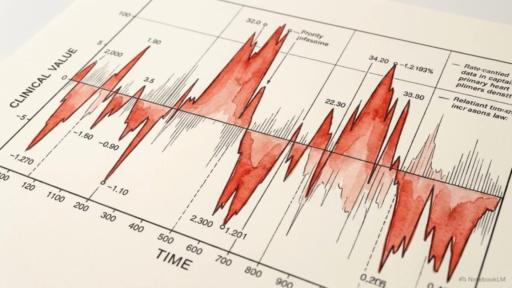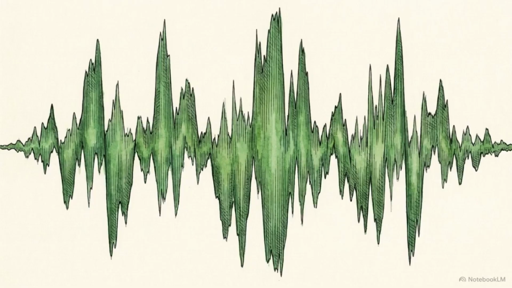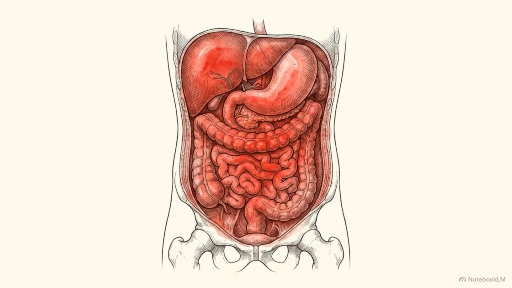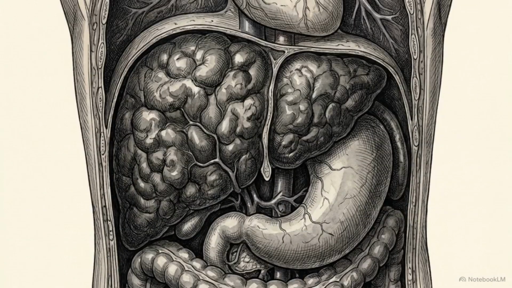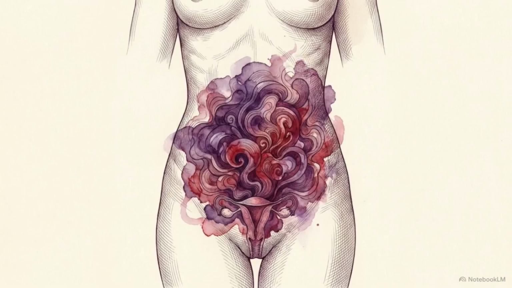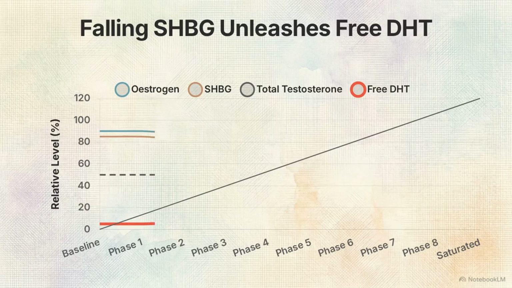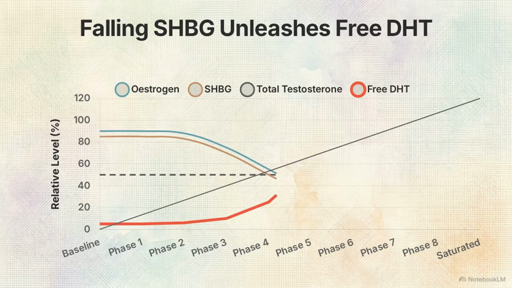SHBG is not a static metric. Its production is highly volatile, dictated by a patient's metabolic state. As insulin resistance develops, rising insulin levels suppress SHBG secretion. This dynamic creates the perimenopause paradox, a metabolic perfect storm for female patients. This graph tracks perimenopause. Systemic estrogen falls, removing the stimulus for SHBG production. Consequently, SHBG plummets. Mathematical logic dictates the result.